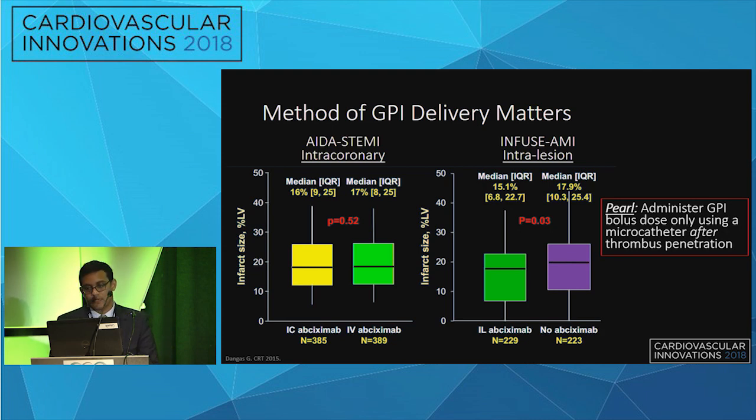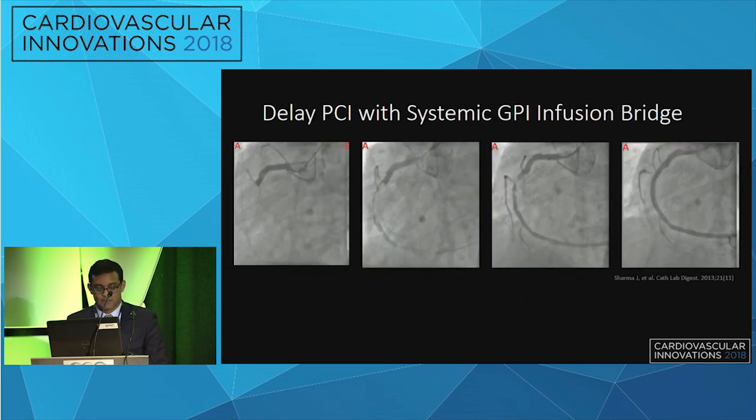So the pearl here, I think, is that when administering a bolus dose of 2B3A, it's really best to do that once the thrombus has been penetrated, and if possible, ideally deliver it with a microcatheter. The second one that's sometimes a little bit tougher to do is to really actually let the drugs work.